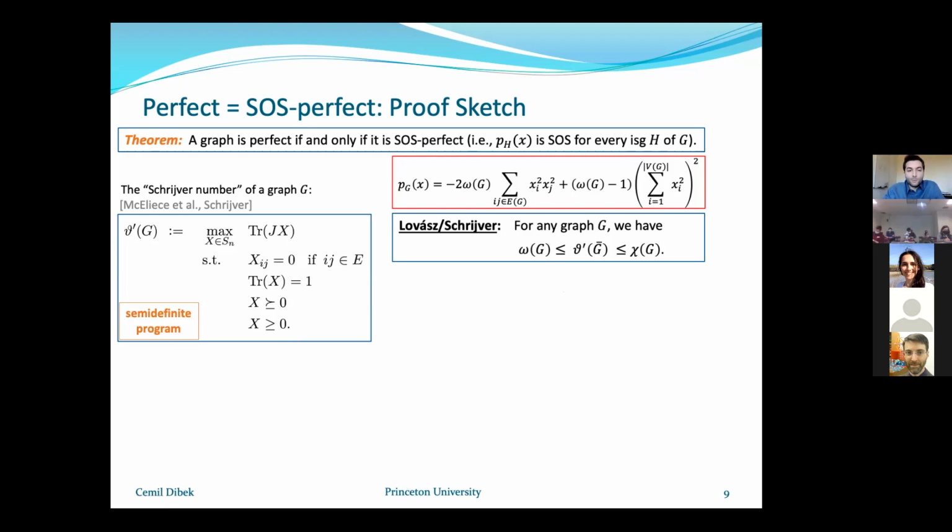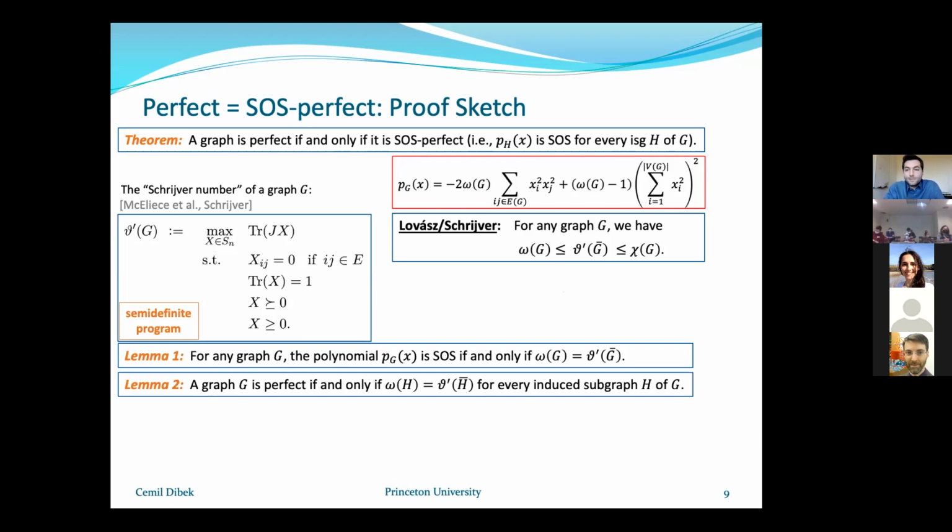And so if we go back to our proof, what we will do is we will show these two lemmas, lemma 1 and lemma 2.